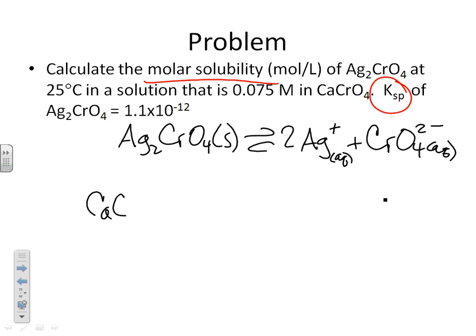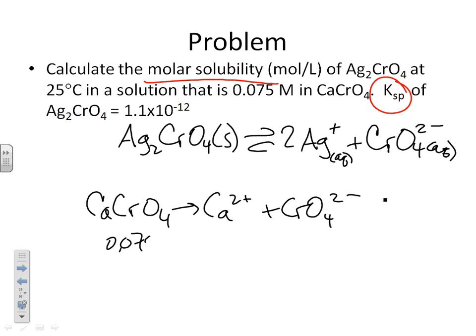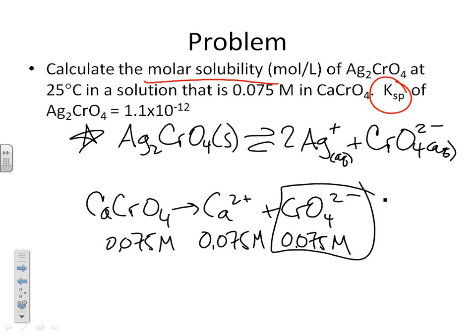So if I have calcium chromate and it completely dissociates, and I have 0.075 molar of the calcium chromate to begin with, in a 1-to-1 ratio, that means I get 0.075 molar of calcium and 0.075 molar of chromate. Again, don't see this as calcium chromate, see it as calcium and chromate. Know how to split it, feel comfortable with charges. Who cares about the calcium? Calcium is not in the equilibrium reaction for the silver chromate that we wrote up here, but chromate is. So we're trying to dissolve this silver chromate in a solution that already contains some chromate ions.